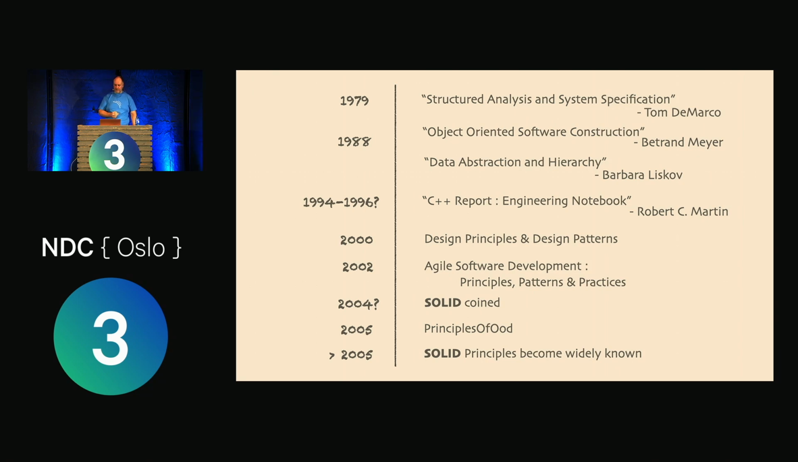1988, Bertrand Meyer, Object-Oriented Software Construction. We get the open-close principle from that. We'll talk about that later as well. Also in 1988, Barbara Liskov, Data Abstractions and Hierarchy. And we get, well, she didn't call it the Liskov substitution principle, but that's where we get that from.